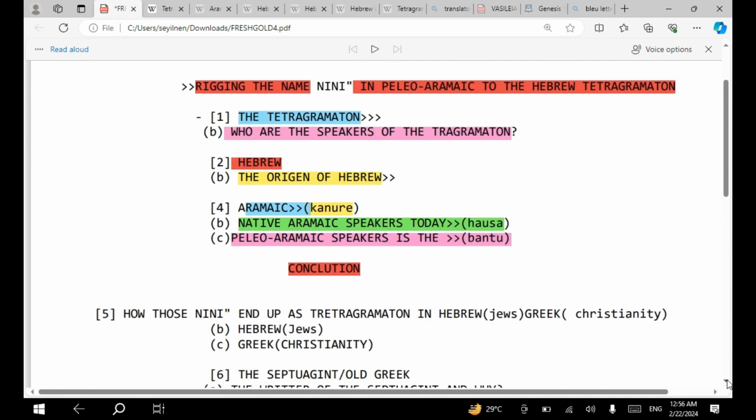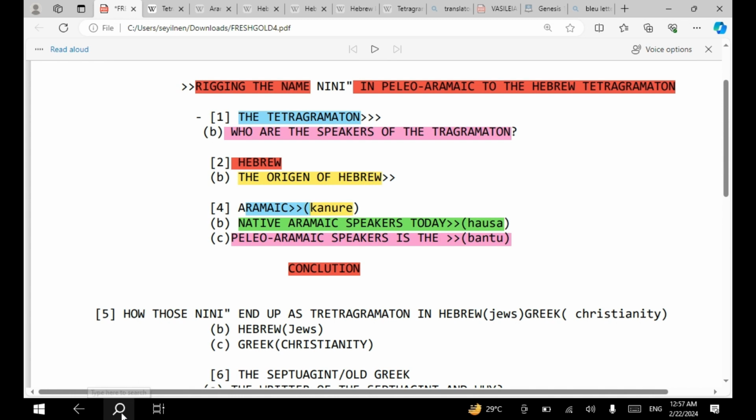Now let me prove it to you, what I'm saying. Remember what we are looking at. Reading the name NINI in Peleo-Aramaic, which are the Bantu, to the Hebrew Tetragrammaton. Now I prove it to you that the Hausas are the Peleo-Aramaic speakers. Remember, we look at the book of what? Exodus.